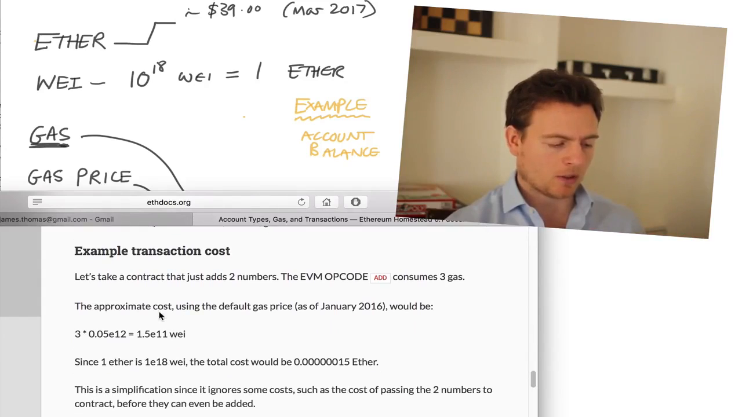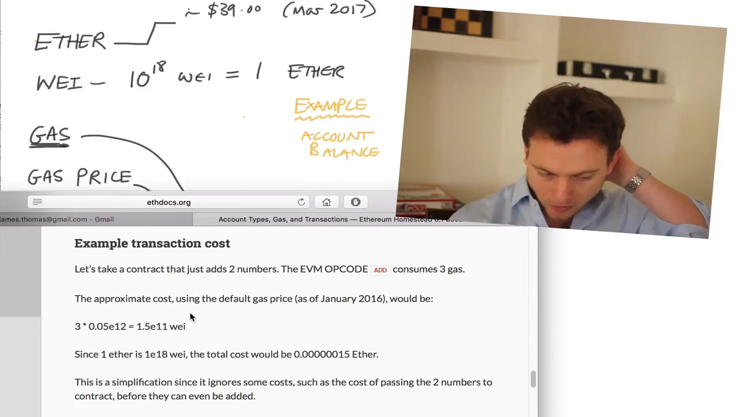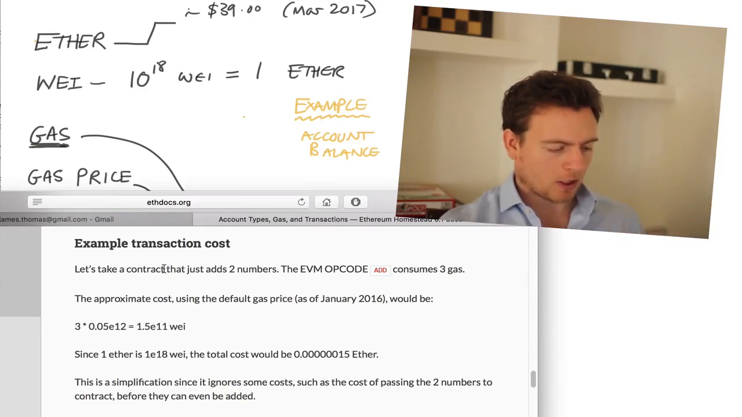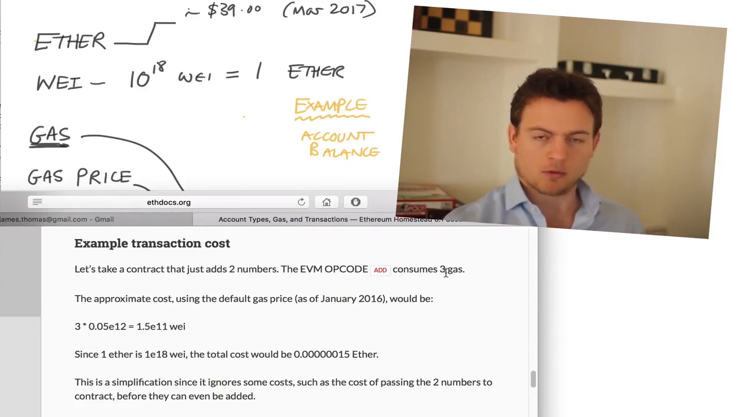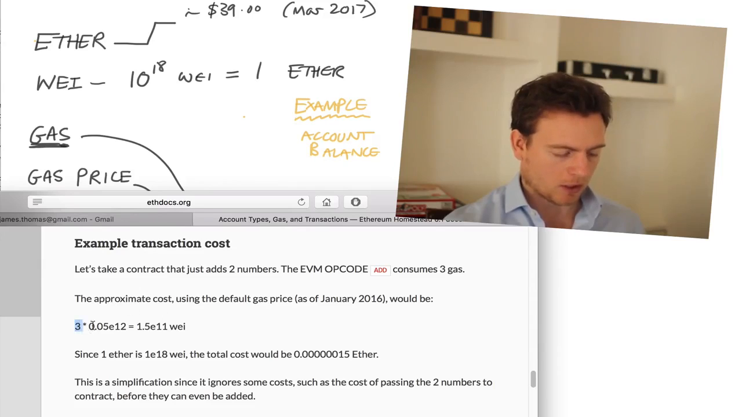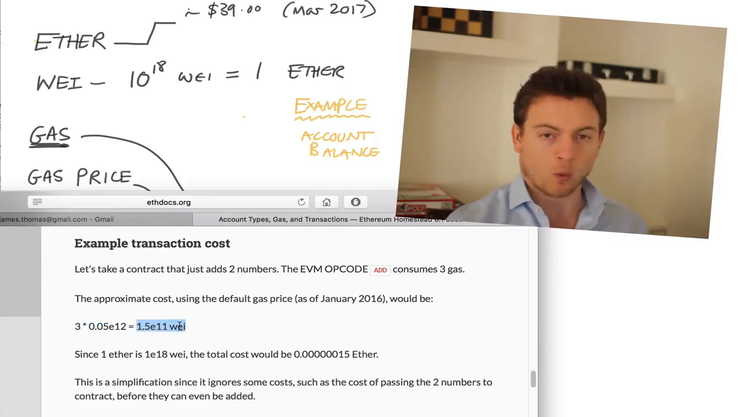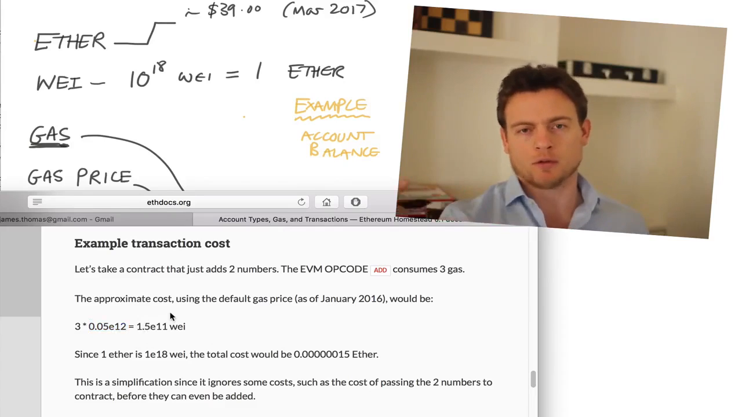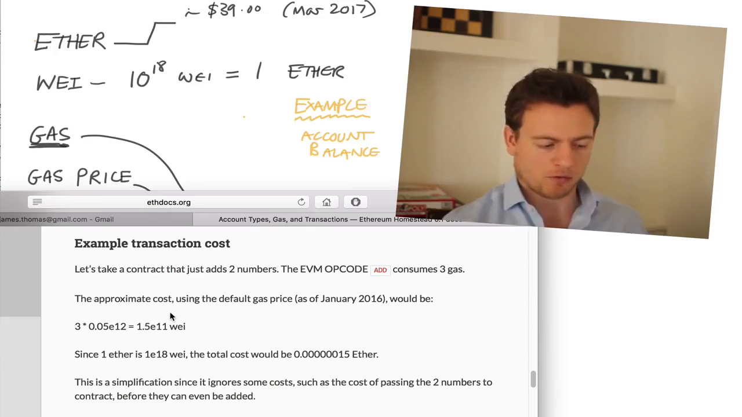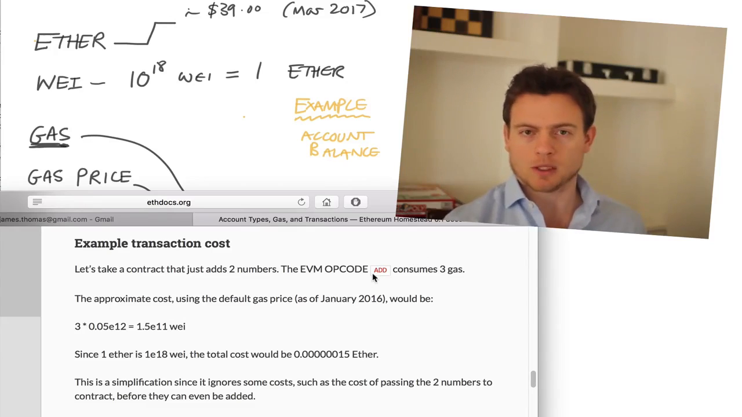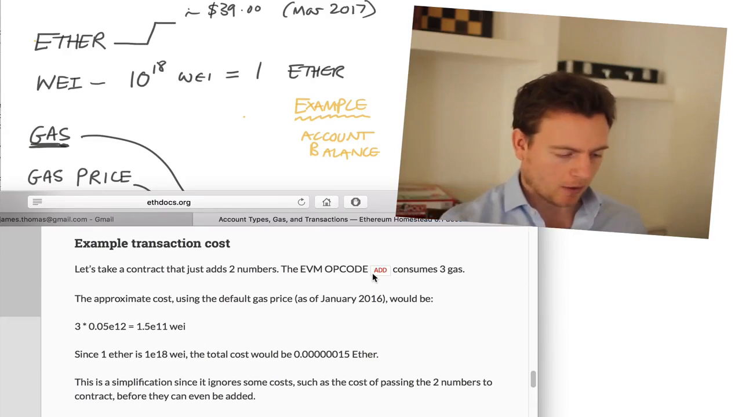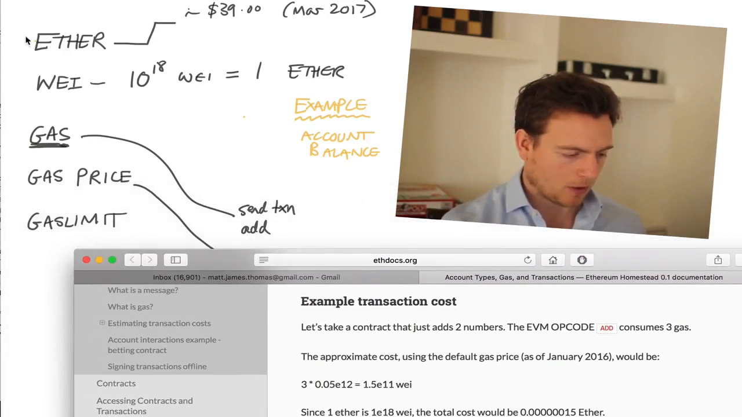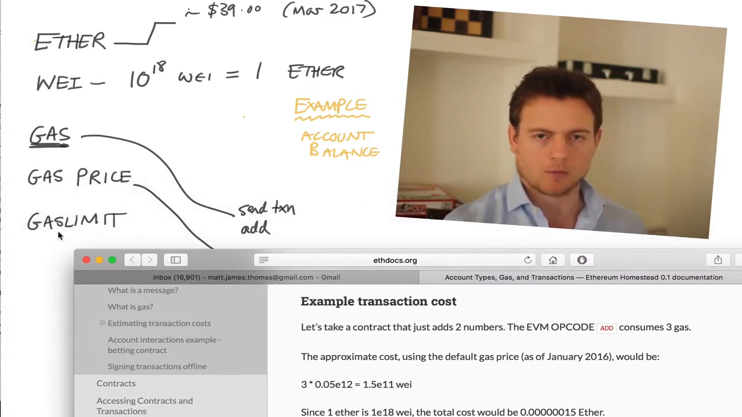Down here as well, there's an interesting example transaction where we've got a contract. It adds two numbers together, and it consumes 3 gas, as we said with the add. They've done a sample calculation to show you that the amount of Wei at the default gas price would be 1.5 times 10 to the 11. Then you can convert that back into ether, and then into dollars using market rates, if you really want to see how many dollars and cents it costs in today's market to add two numbers together. So that's how I'm trying to build a picture of how the bridge is built between all these different terms, right?